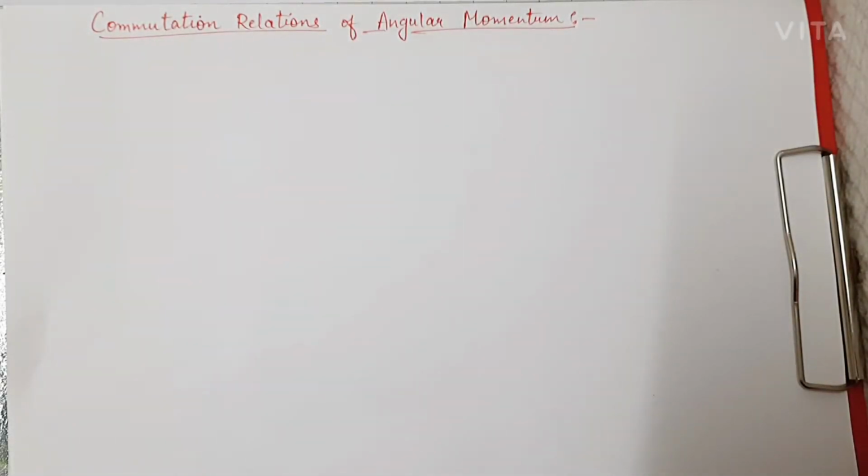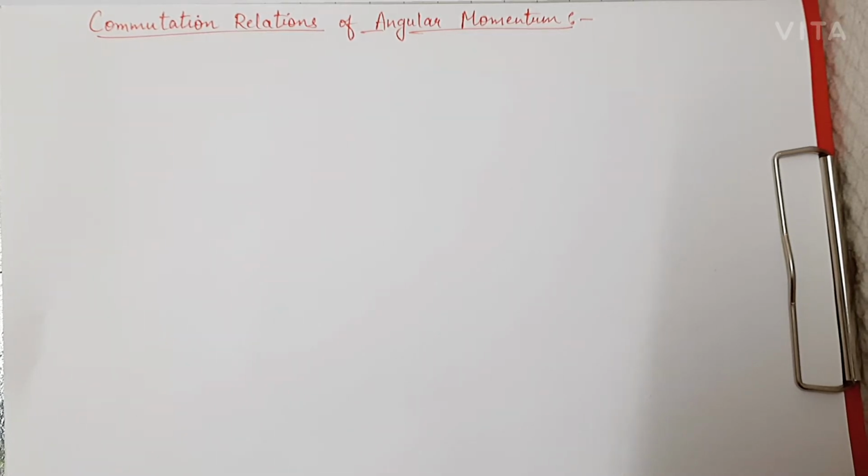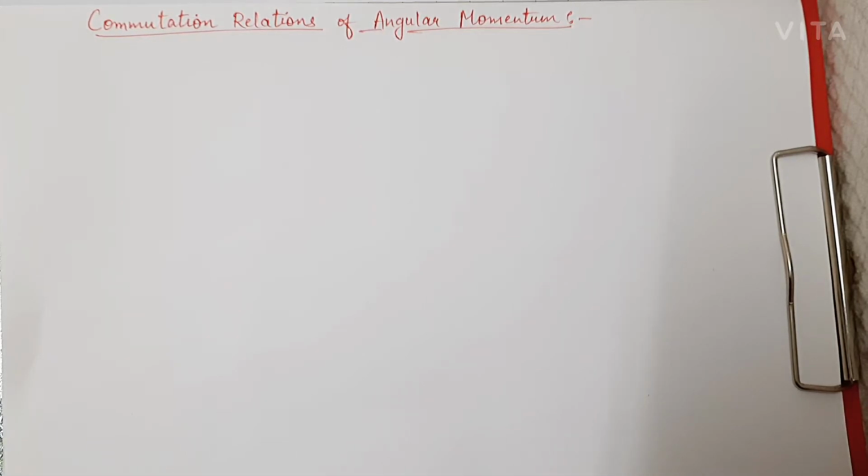In this video of quantum chemistry, we are going to discuss some of the commutation relations of angular momentum. In the previous video we discussed a little bit about angular momentum, that is, what angular momentum is and what operator we use for angular momentum. Now we are going to see some of the commutation relations.